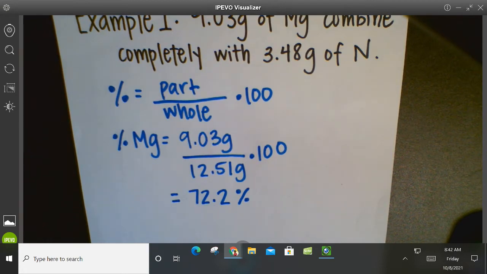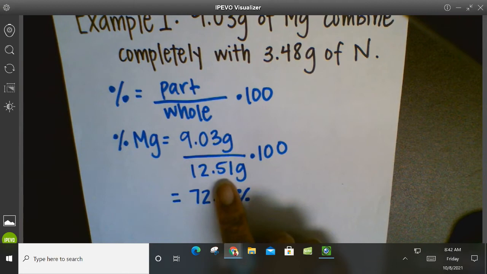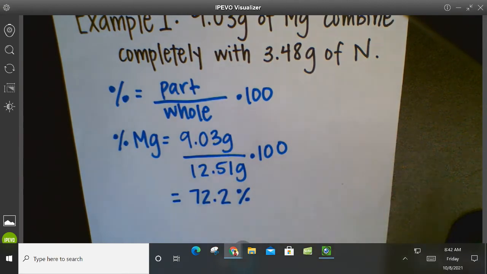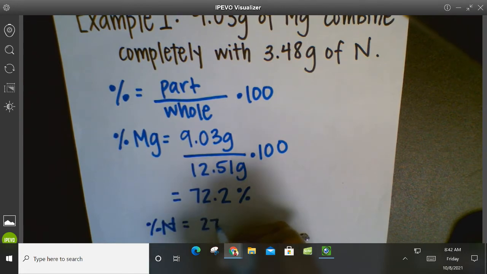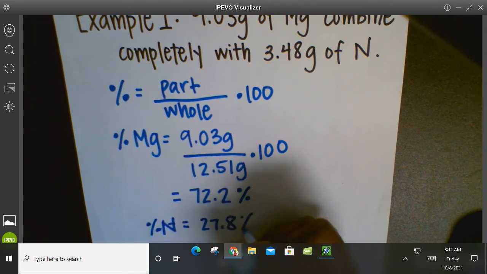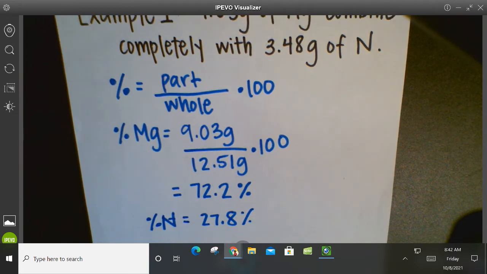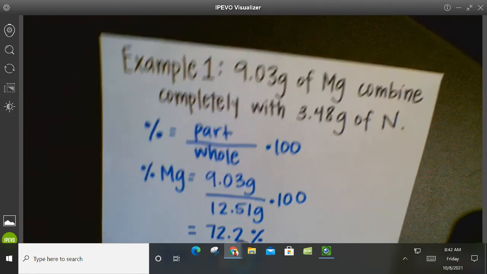There's one of two ways you can find the percent nitrogen in this compound. You could put 3.48, divide that by 12.51 times 100, or you can just take 100, because the percents add up to that. 100 minus 72.2, and then the percent nitrogen is the leftover, which is going to be 27.8%. Okay, and so that is example one. That's one way you will have to deal with percent composition.